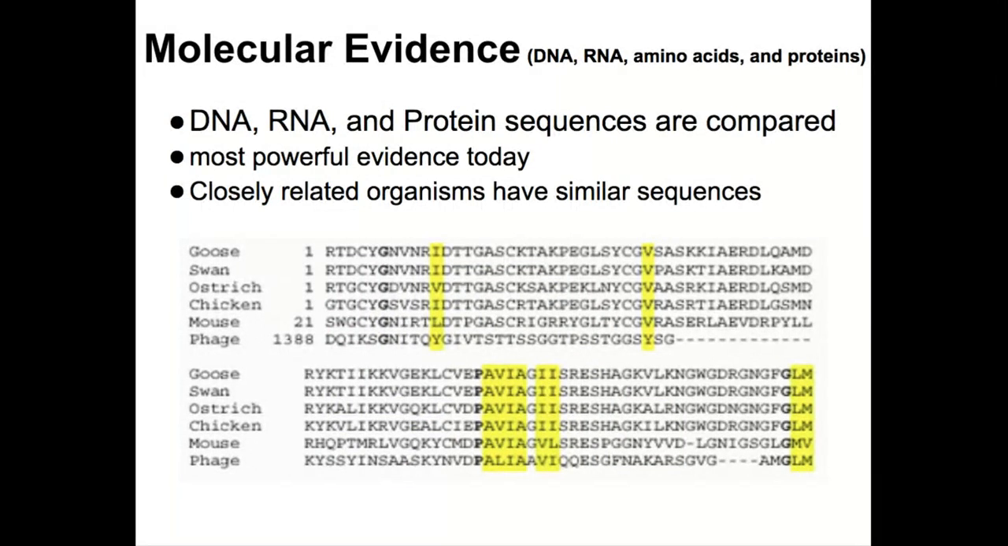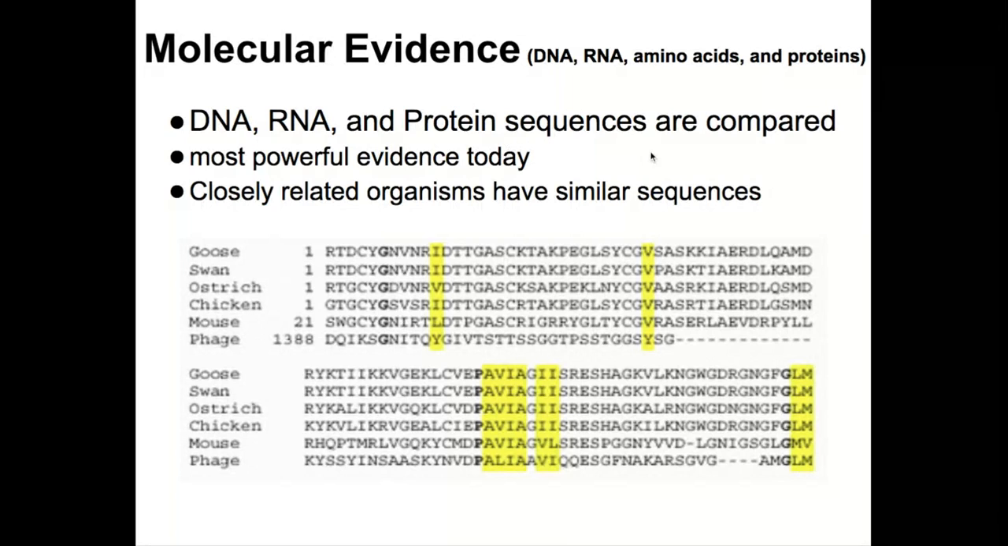The next type of empirical evidence for evolution is molecular evidence. This is probably the most powerful and also the one that you know the most about because it's all about DNA, RNA, amino acids, and proteins of an organism. And we spent a whole bunch of time this semester talking about DNA, RNA, amino acids, and proteins in organisms.